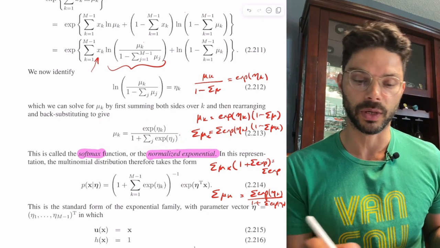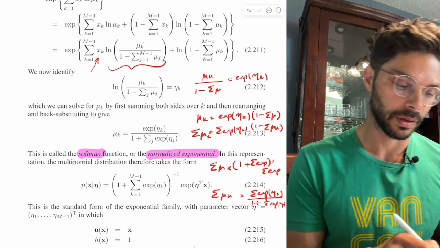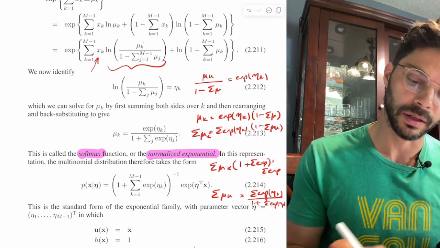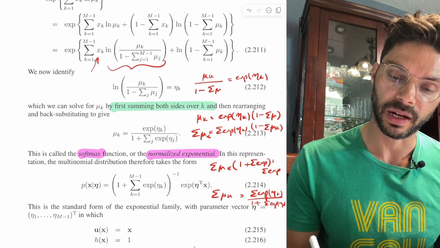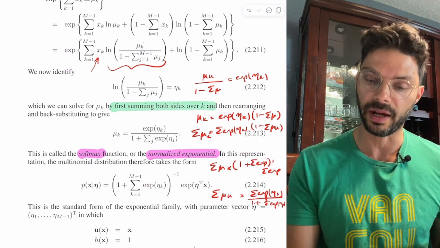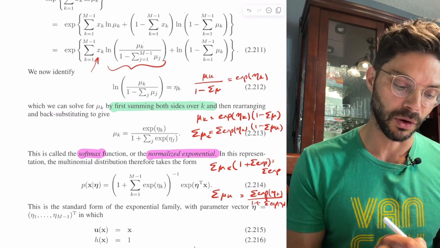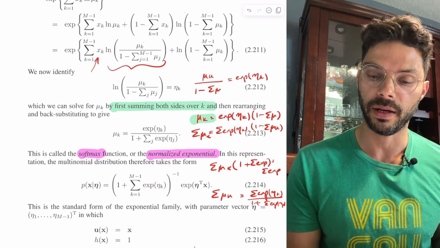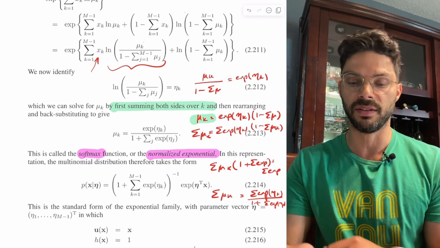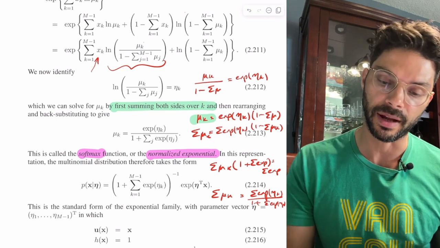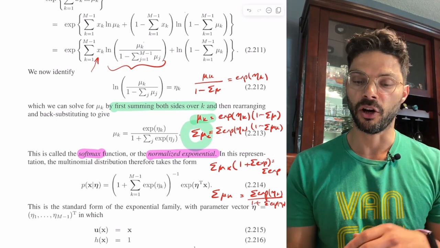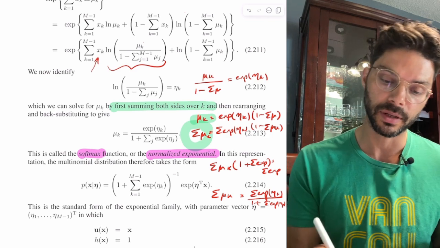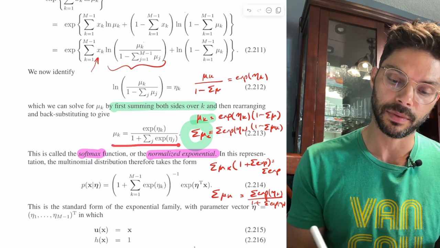So that's basically what he means here by first summing on both sides. You have to exponentiate, then do the summing on both sides. So first express mu of k in terms of the exponential of eta k, times 1 minus the sum on mu's, and then sum on both sides. Solve for the sum in terms of all these exponentials, and you will then end up with this expression.